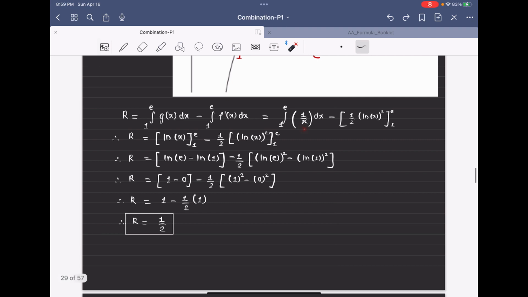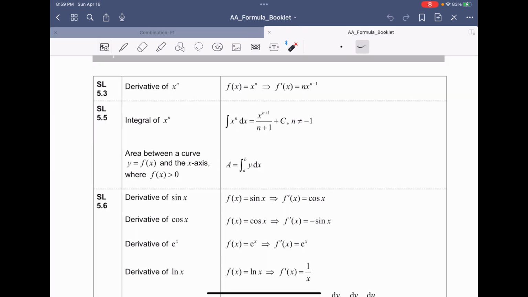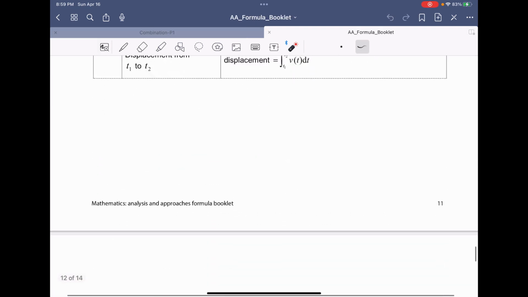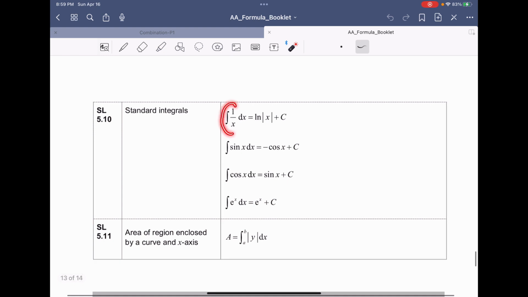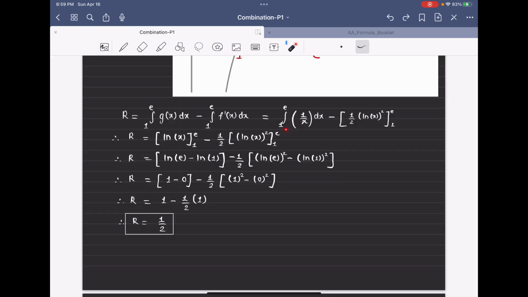Now what is the integration of 1 upon x? There is a formula. In the formula booklet, you can see the integration of 1 upon x dx is ln of modulus of x plus c. Don't use c because we are using definite integration. So I am writing ln of x, lower limit 1, upper limit e. When we take integration, do not show the integration; write down the lower limit and upper limit behind the bracket. 1 by 2 I am taking outside, ln of x bracket square, lower limit 1, upper limit e.